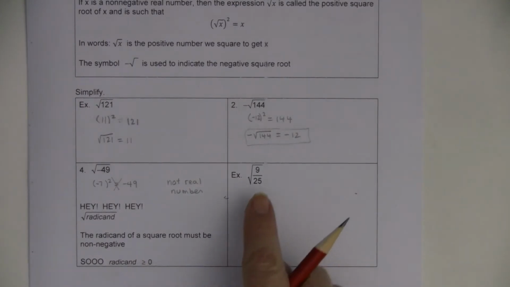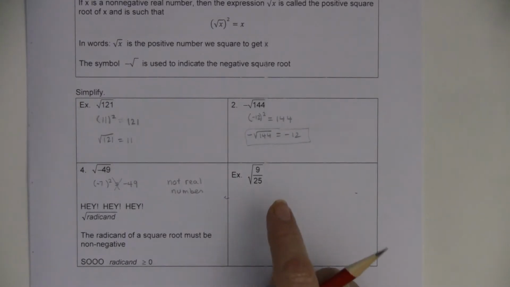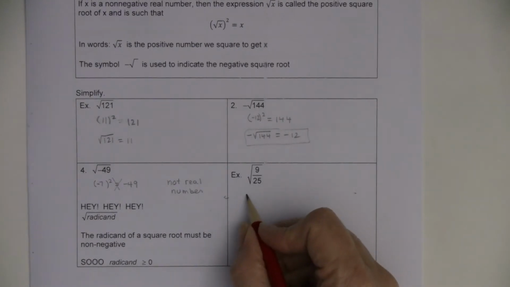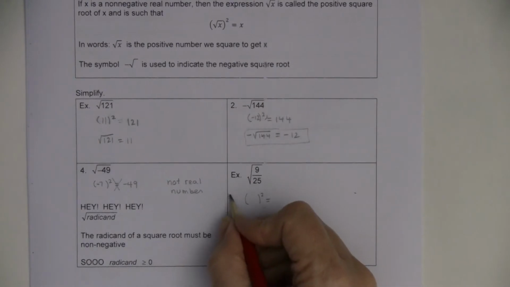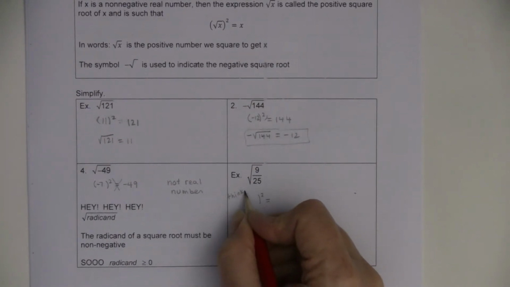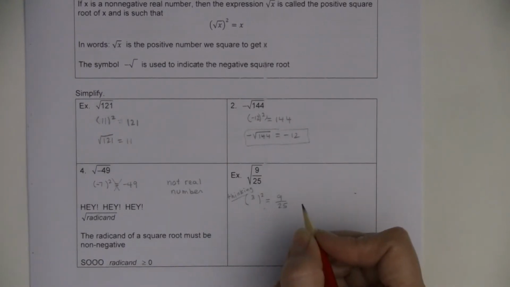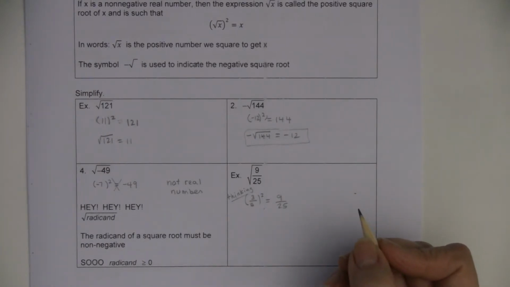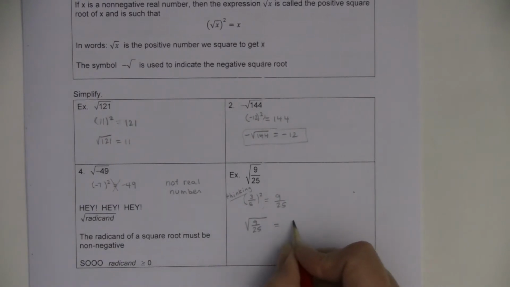Then this example: the square root of 9 over the square root of 25, or the square root of 9 over 25. Here's my thought: normally you don't write your thoughts, but this is what I'm thinking. What, when I square it, gives 9 over 25? Well, this would have to be 3 squared is 9 over 5 squared is 25. So the answer to the square root of 9 over 25 is 3/5.